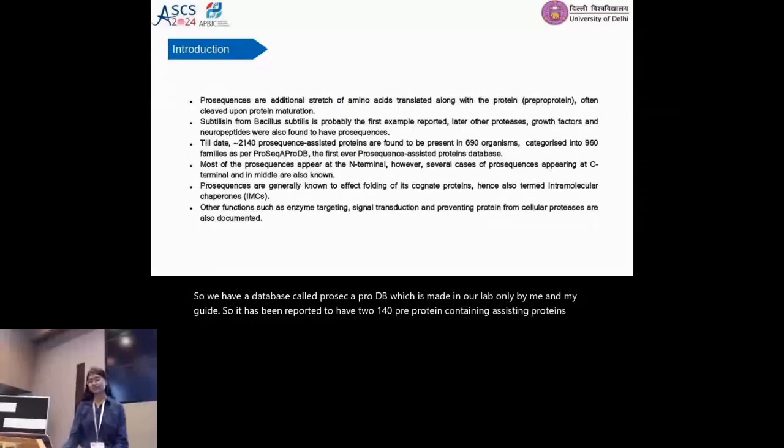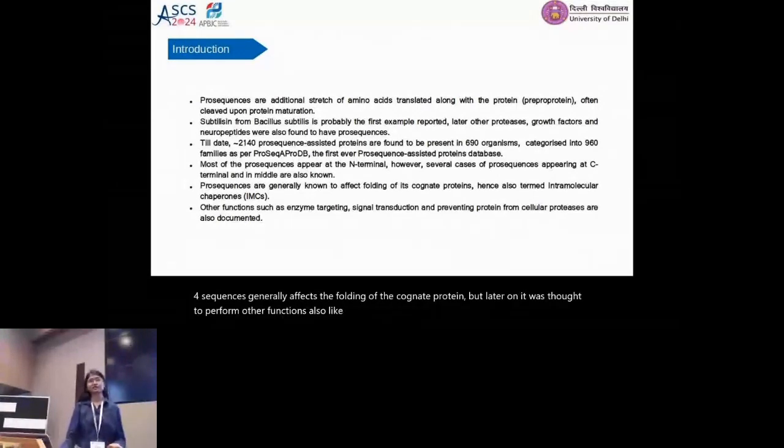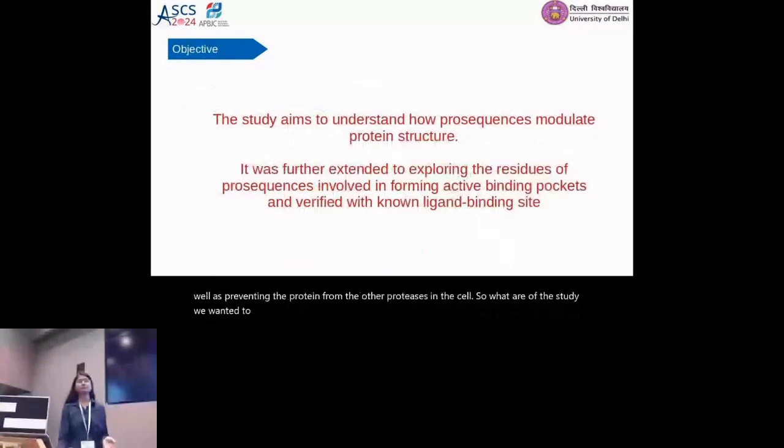These pro-sequences generally affect the folding of the cognate protein, but later it was thought they perform other functions also, like helping in signal transduction, enzyme targeting, as well as protecting the protein from other proteases in the cell. So what was our aim of the study? We wanted to see how pro-sequences modulate the structure of the protein, how ligand binding sites are modulated, and what residues are basically involved in pro-sequence functions.